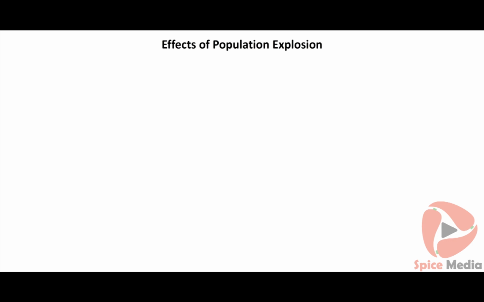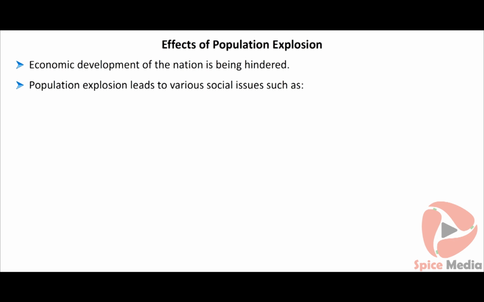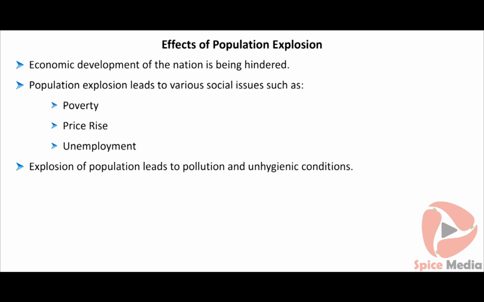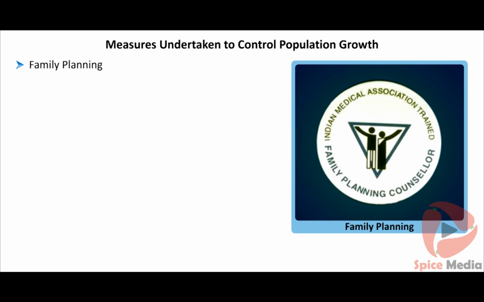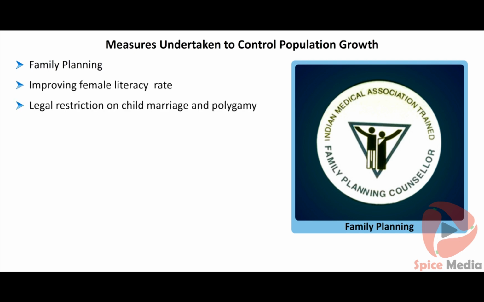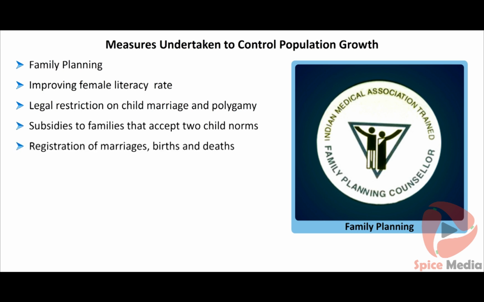Effects of population explosion: economic development of the nation is being hindered. Population explosion leads to various social issues such as poverty, price rise, unemployment. Explosion of population leads to pollution and unhygienic conditions. World Population Day is observed on 11 July. Measures undertaken to control population growth: family planning, improving female literacy rate, legal restriction on child marriage and polygamy, subsidies to families that accept two-child norms, registration of marriages, births and deaths.